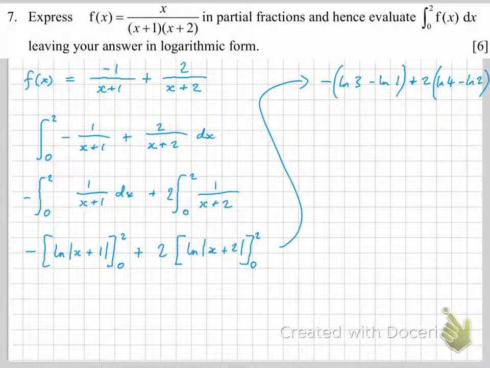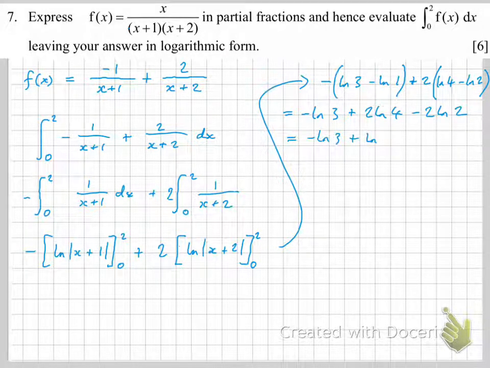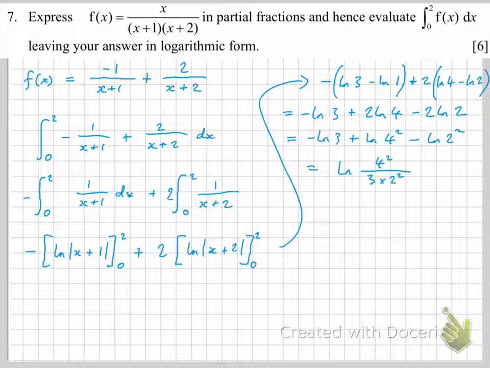I don't leave it like that, simplify, so I'm going to expand the brackets. Ln of 1 is 0. So 2 ln 4 minus 2 ln 2. Now to combine those into a single logarithm, let's move those 2's up to be powers, and then combine into a single logarithm as so. And simplify. Ln of 4/3, final answer.